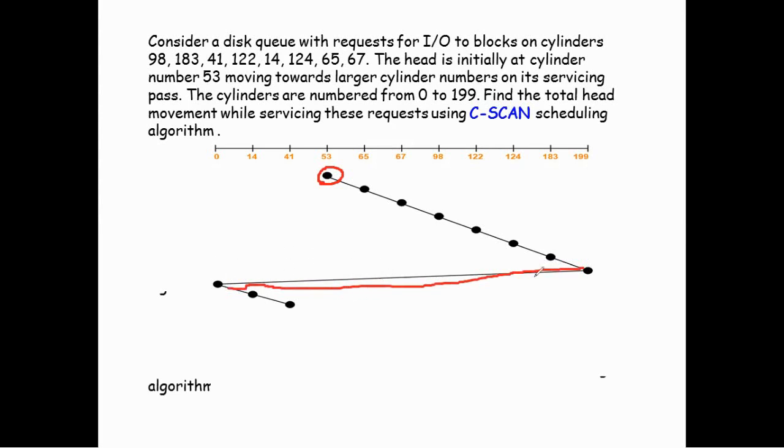When it goes from one end to the other end, no requests are serviced, and now it starts servicing the requests 14 and 41. This is how the CSCAN scheduling algorithm works.